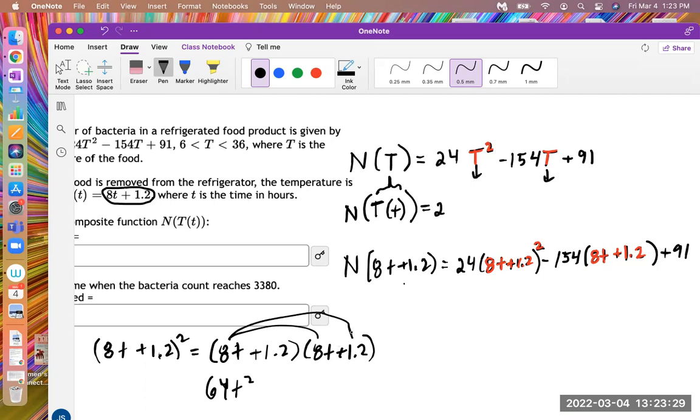Then 8 times 1.2, I'll just calculate that quickly. If you don't have a calculator with you, it's easier to turn that into a fraction. But let's pull up a calculator. 1.2 times 8 is 9.6. So 8t times 1.2 is 9.6, and I'm going to do 1.2 times 8 again, so another 9.6t, and then 1.2 times 1.2 is 1.44.